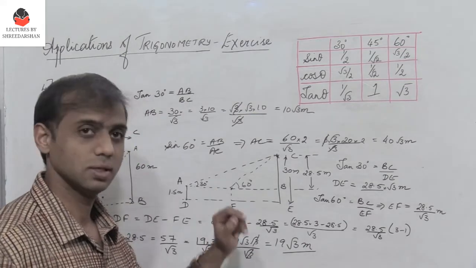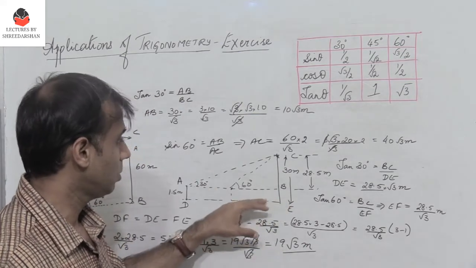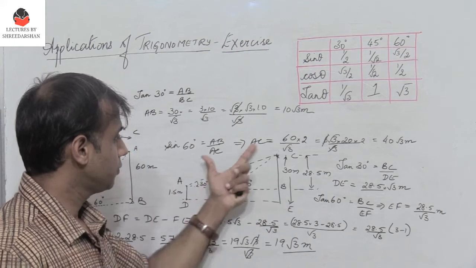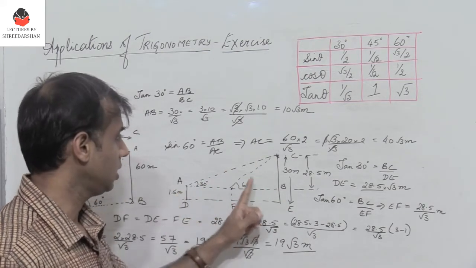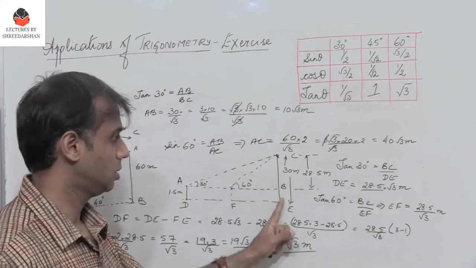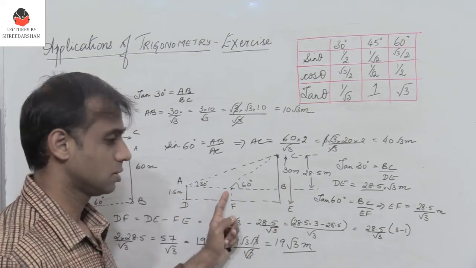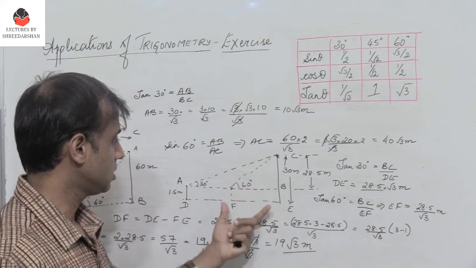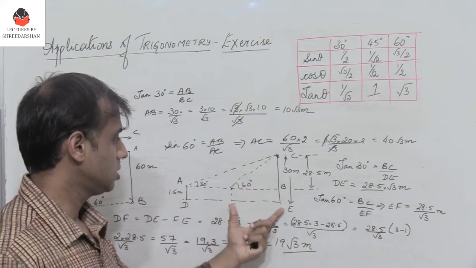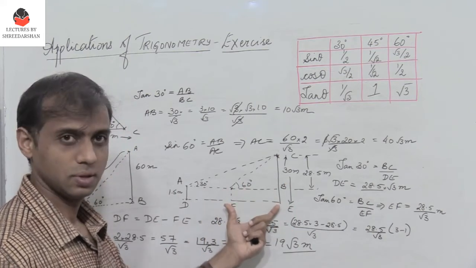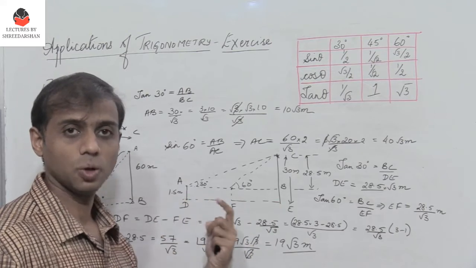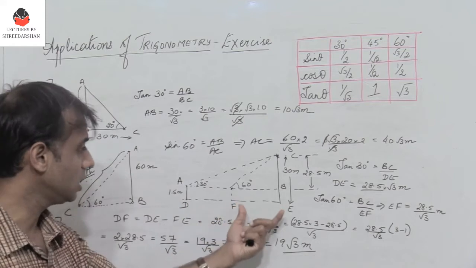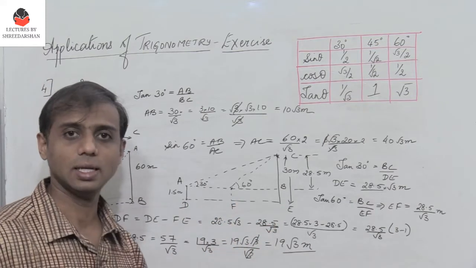So you have to remember this. The only thing you need to remember is, using the first right angle triangle, I calculate the distance from where the boy is standing up to the building, and then he walks. Then again using tan 60, I find the distance of the boy from the building, but I need to find the distance which the boy has walked, which is DE minus FE. So when I do that, I get 19 root 3 meters.